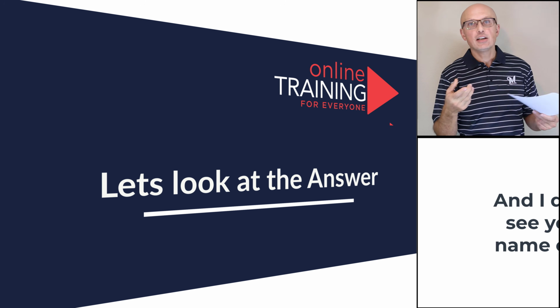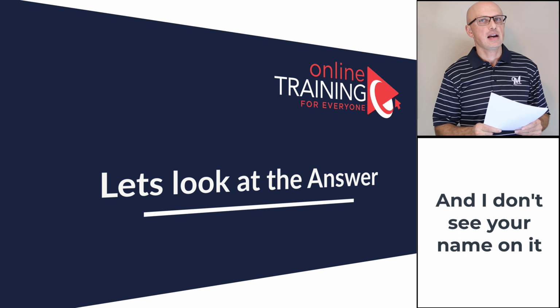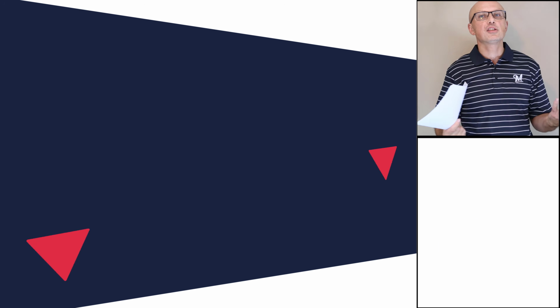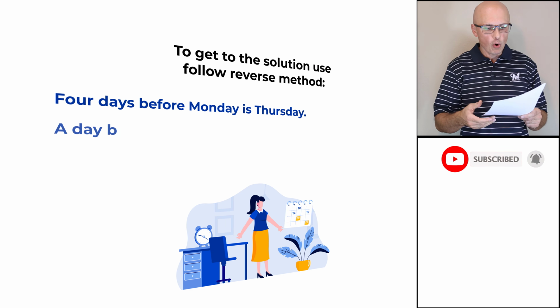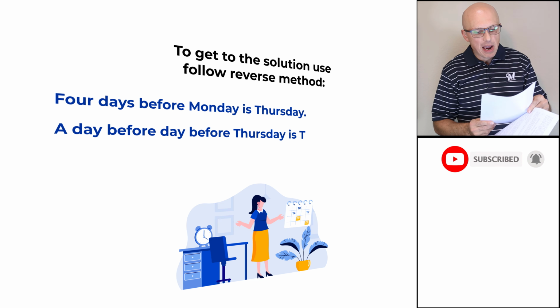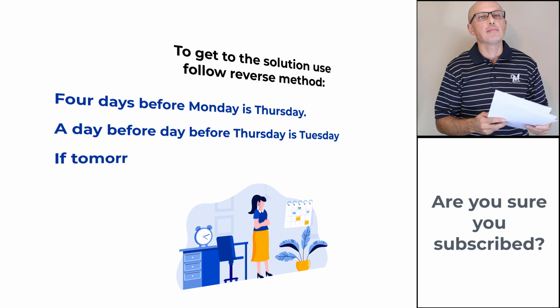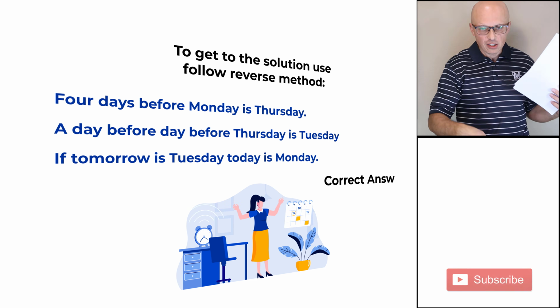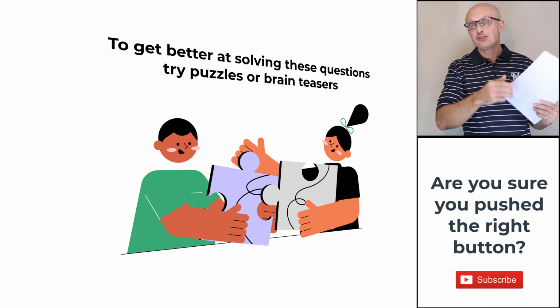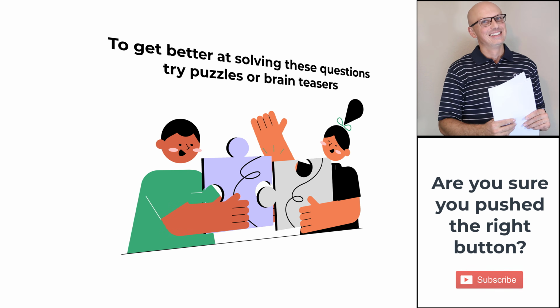To solve these types of problems, we need to analyze them and do them in reverse. 4 days before Monday is Thursday, and the day before Thursday is Tuesday. If tomorrow is Tuesday, it means that today is Monday. So the correct answer here is choice B, Monday. Hopefully you've nailed this question and now know how to answer similar puzzles on the test.